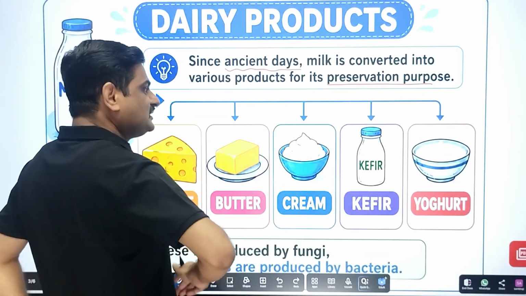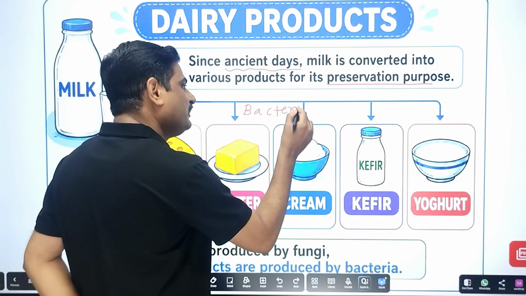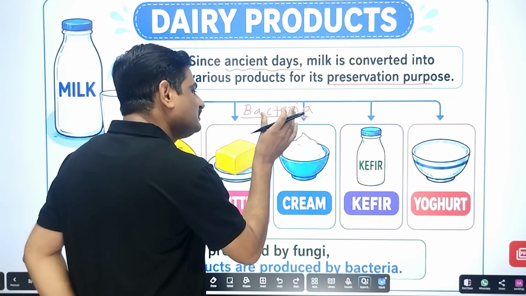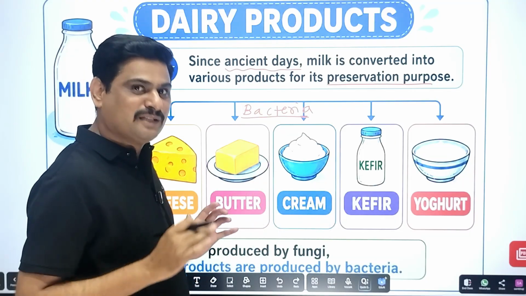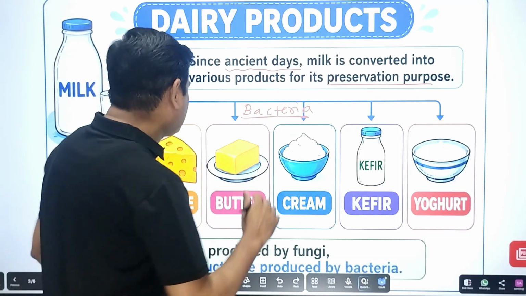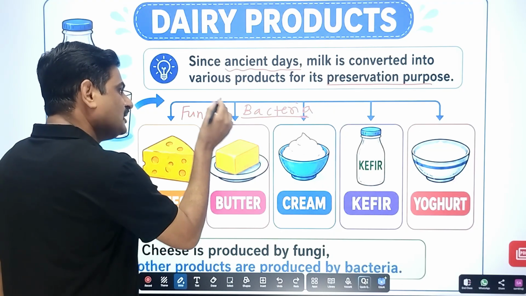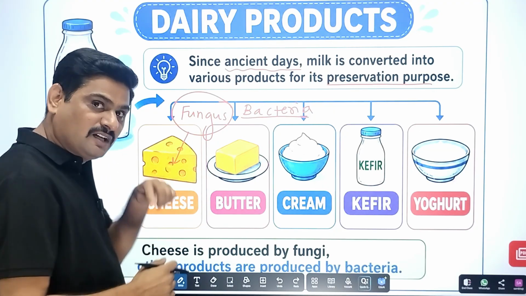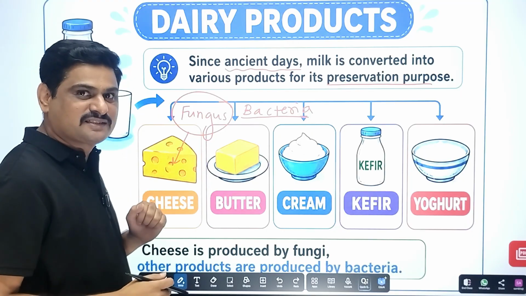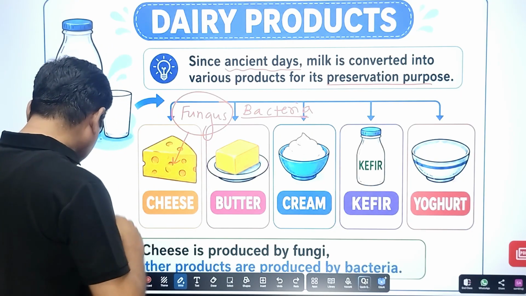But sir, how to do this? For that, most commonly we are using a special type of bacteria. If you add these bacteria in milk, the milk will convert into a milk product. Not only this, sometimes we are using fungus also. Remember this, fungus is used in cheese. To make cheese, along with bacteria we are using fungus.